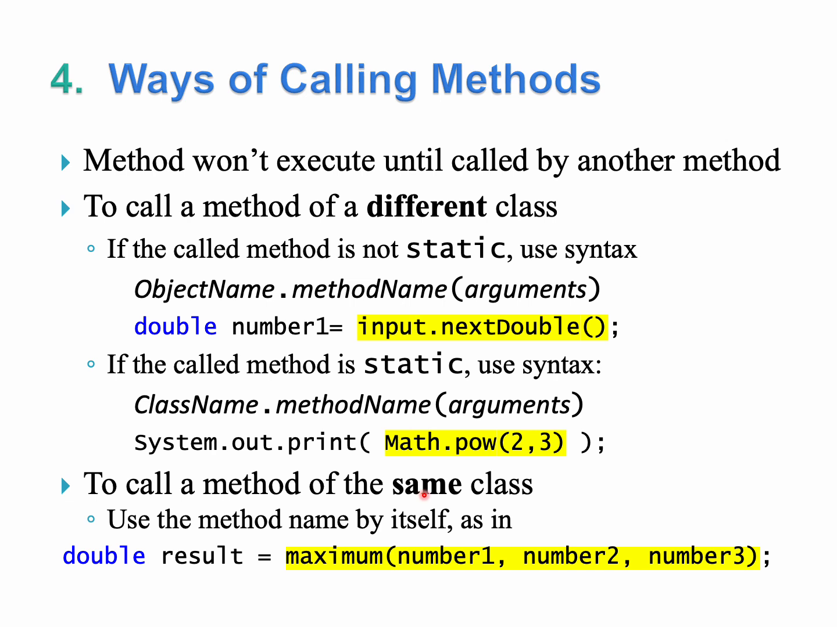To call a method of the same class, you use the method name by itself, as in this statement in the main method of the class MaximumFinder in our example before. Here you only specify the name of the called method, which is maximum, followed by the list of arguments.